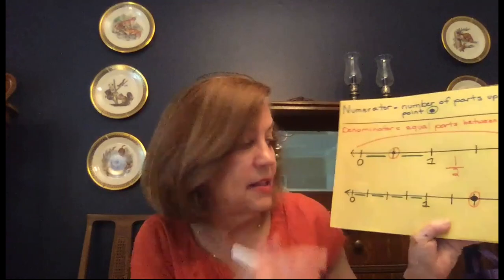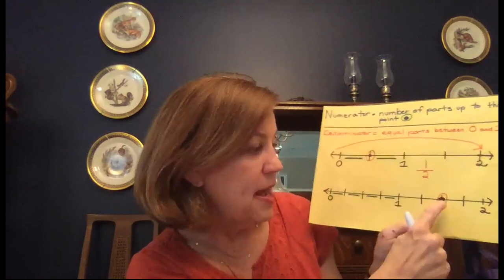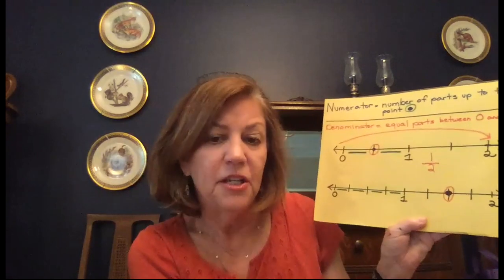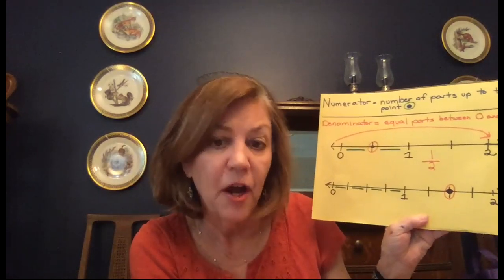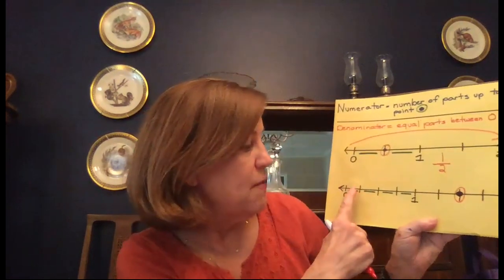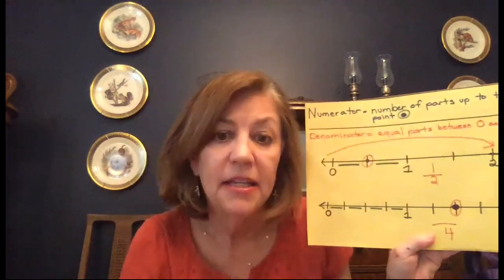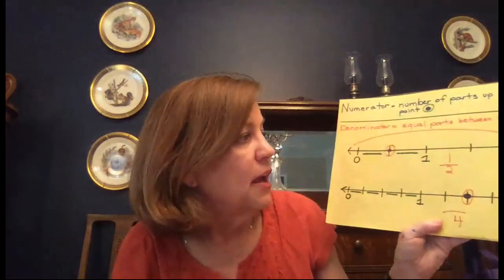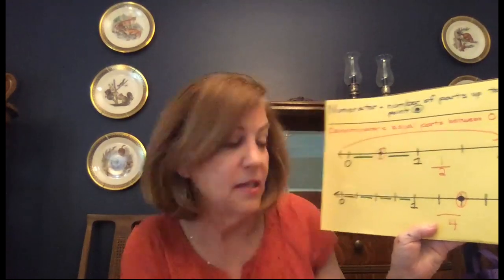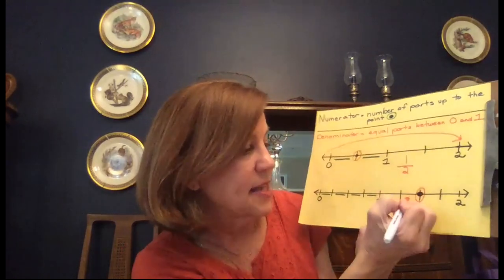Now I want to look at this number line right here that is actually going to be more than 1 because you see the point here is past the 1. It's between the 1 and the 2. But to determine the denominator, remember, we only are going to count the equal parts between 0 and 1. So we have 1, 2, 3, 4. And that is going to be our denominator. Now to figure out our numerator, we're going to count the equal parts all the way up to the point. So we have 1, 2, 3, 4, 5, and 6 up to the point.